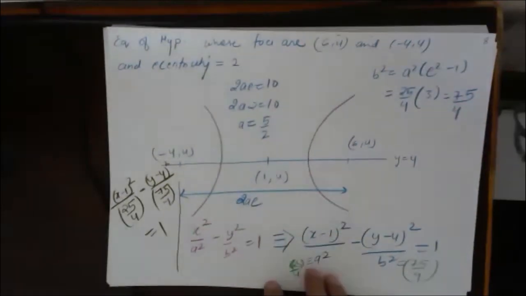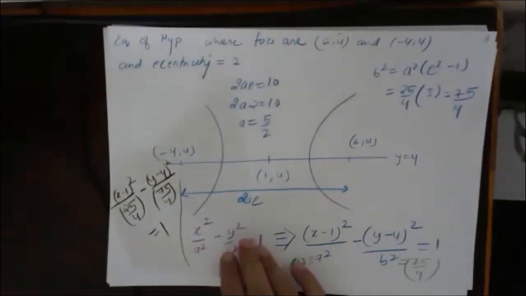Understood this one? Okay, let's move on to the next question. Last question for today. Okay, so let's write the question first. Again, you have to find the equation of the hyperbola with such conditions.